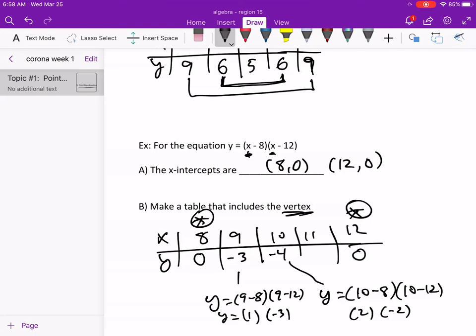If you plug in an 11, I'll skip the details, you will get a negative 3, and we found our vertex. There it is, right in between the two x-intercepts. And there's our table. And that will do it for vertex and x-intercept form today.